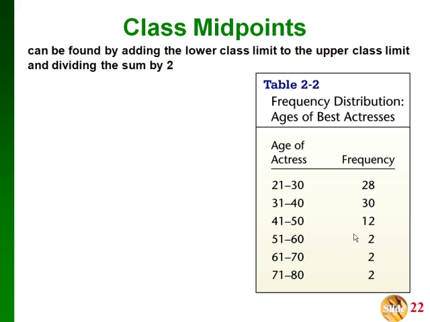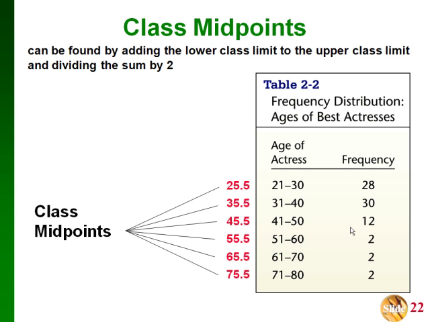The class midpoints, we have to know to do some specific things later on. So to get these, we're just going to average the upper and the lower class limit from each class. So for example, in this first class, we would average 21 and 30. In other words, add them together and divide by 2 to get 25.5, and that's our class midpoint.